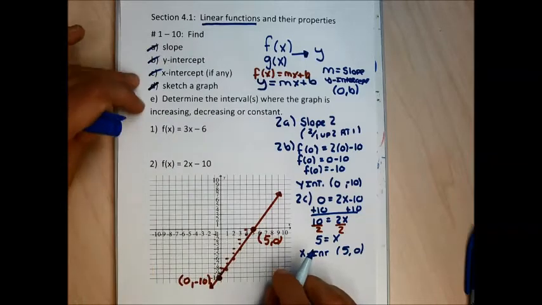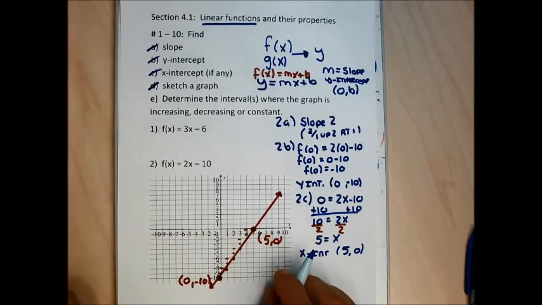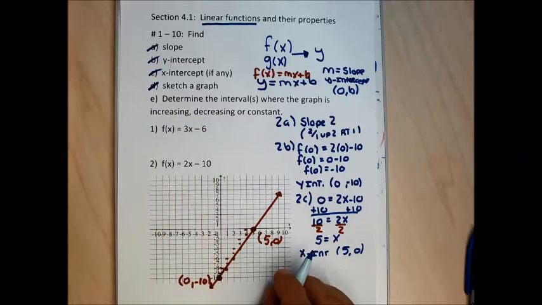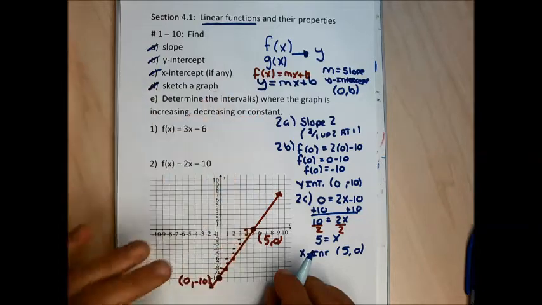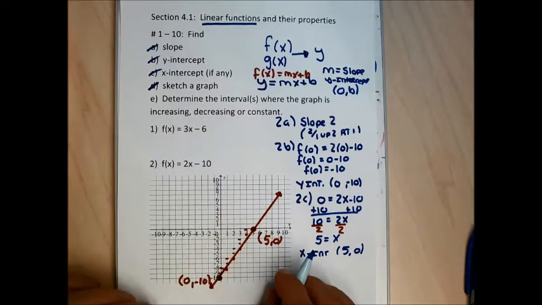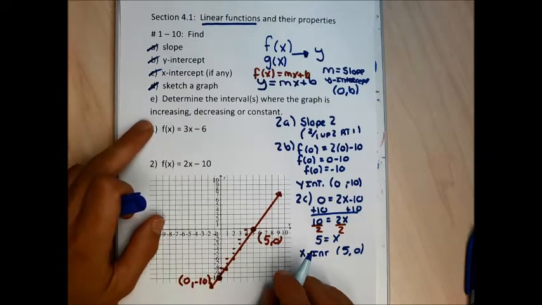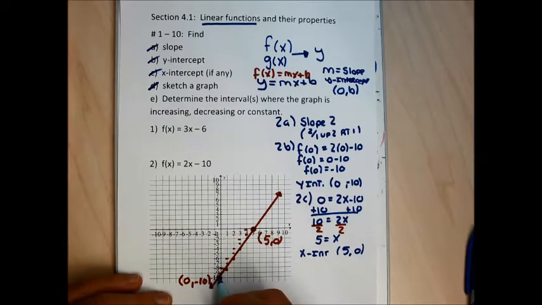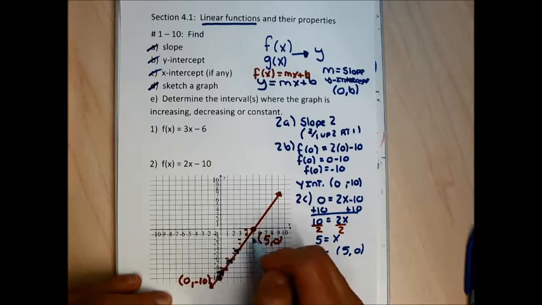For part E, to determine the intervals where the graph is increasing, decreasing, or constant, we've done increasing and decreasing. I'm not sure that constant comes up in this section or not. It doesn't come up here. I'll mention constant when it actually is relevant. This graph doesn't have any maximum points or minimum points. It doesn't have any turning points in some sense. So as I move from left to right, this function never changes directions. So it's only going to be increasing.